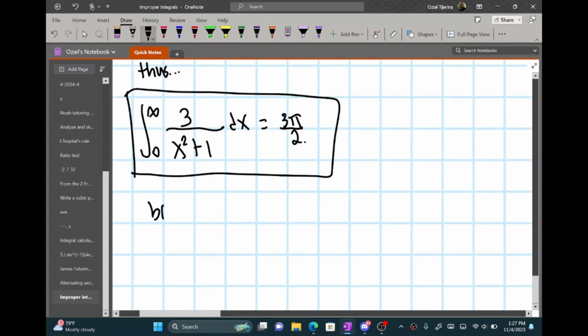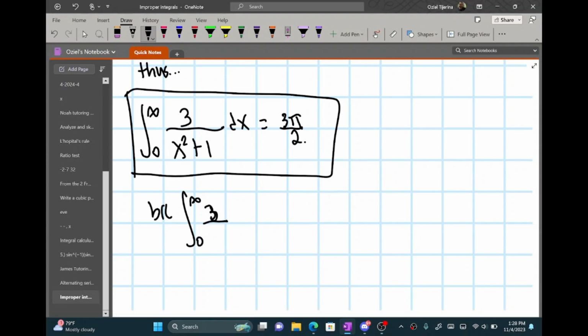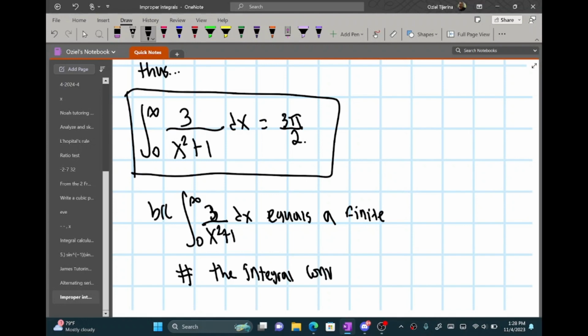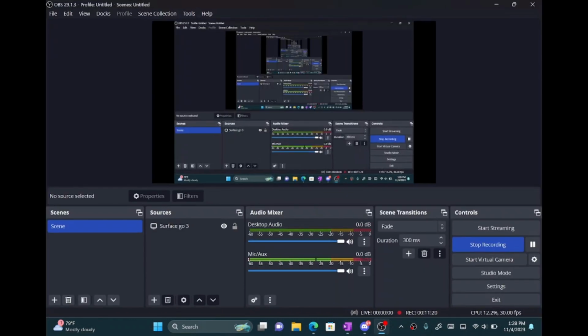And because the integral from 0 to infinity of 3 over x squared plus 1 dx equals a finite number, the integral converges. If it were like infinity or something like that, guys, then it would diverge. I can't remember if it converges or diverges if it equals 0, but if it equals a finite number like 1, 2, 3, 4, etc., then it converges. So that is gonna be it for this problem, guys.